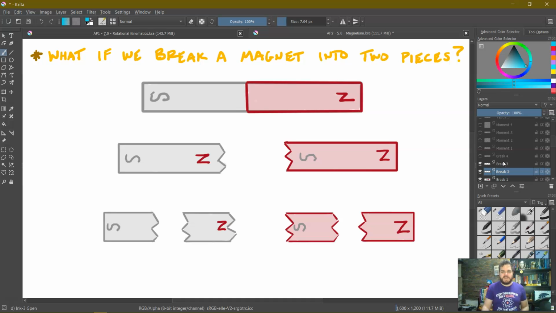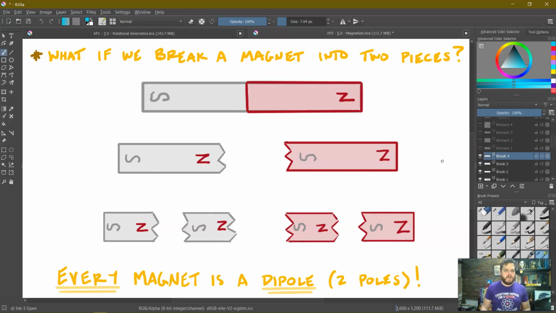So if I break them in half again, well, once again, we're separating the two halves. I've now created four magnets. So every magnet must have two poles. There is no such thing, as far as we know, as a magnetic monopole, meaning I cannot have a north or south pole by itself. This is unlike electric charges. Electric charges, you can have positive and negative charges alone. That is not the case for magnetic poles.